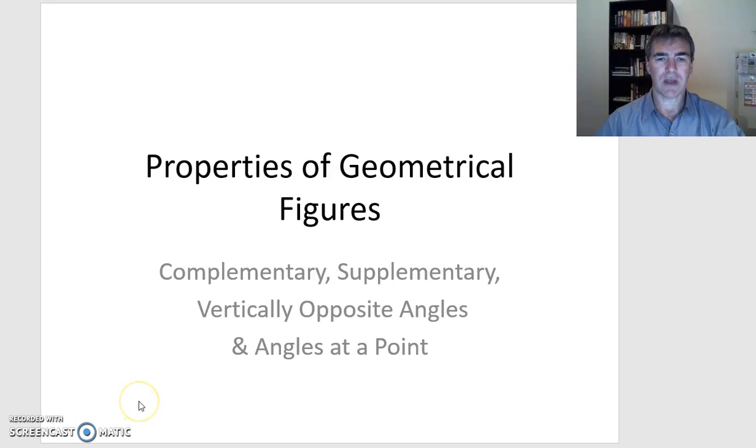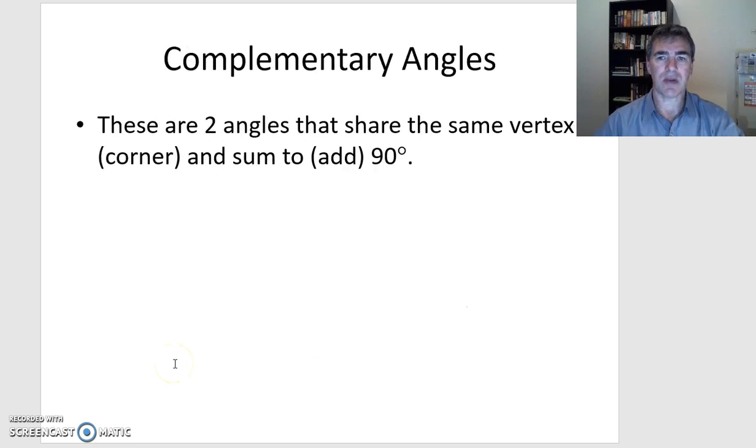What we're going to have a look at today is some things about complementary angles, supplementary angles, vertically opposite angles, and what we call angles at a point. So let's have a look at what complementary angles are. These are two angles that share the same vertex, the same corner, and sum to 90 degrees. Remember, sum means to add. So two angles, same vertex, and add to 90 degrees.